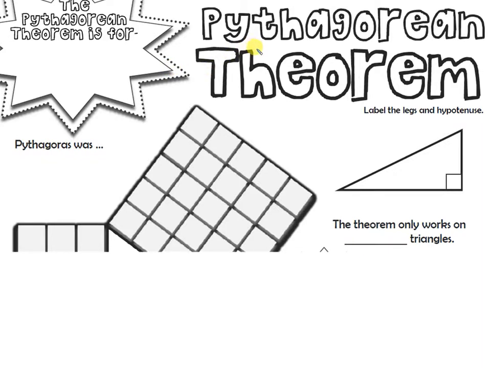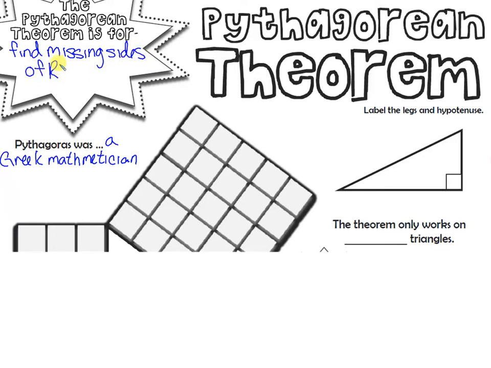So today we're going to start talking about the Pythagorean theorem. Pythagorean theorem is named after this guy named Pythagoras, and Pythagoras was a Greek mathematician. The Pythagorean theorem is for finding the missing sides of right triangles. It's huge that we know that the Pythagorean theorem only works on right triangles.